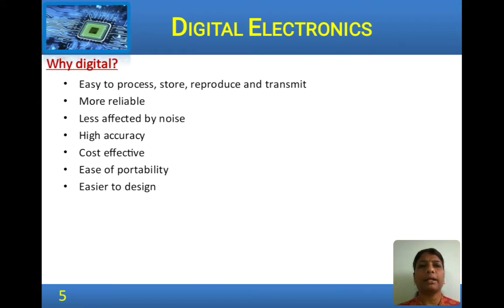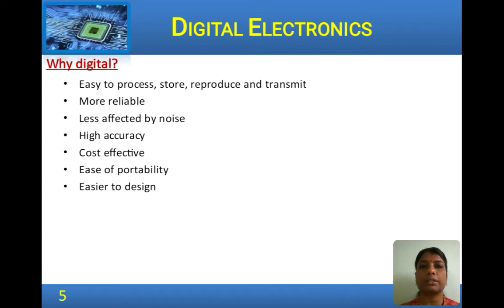Now, I said all real world signals are analog in nature. Then why do we need to convert it to digital form, process it and then reconvert it into analog form again? Why not process the signal in the analog form itself? Here are the reasons for it. Digital signals are easy to process, store, reproduce and transmit. That is, processing of digital signals has gone to such an extent that we have digital signal processors which can perform intensive and complicated operations. And then to store analog signal, analog values are stored in capacitors which discharge, therefore the values are unreliable.